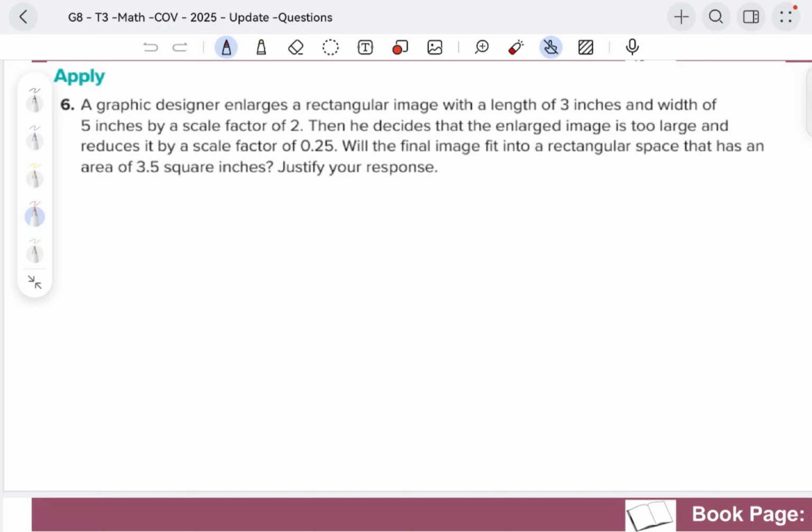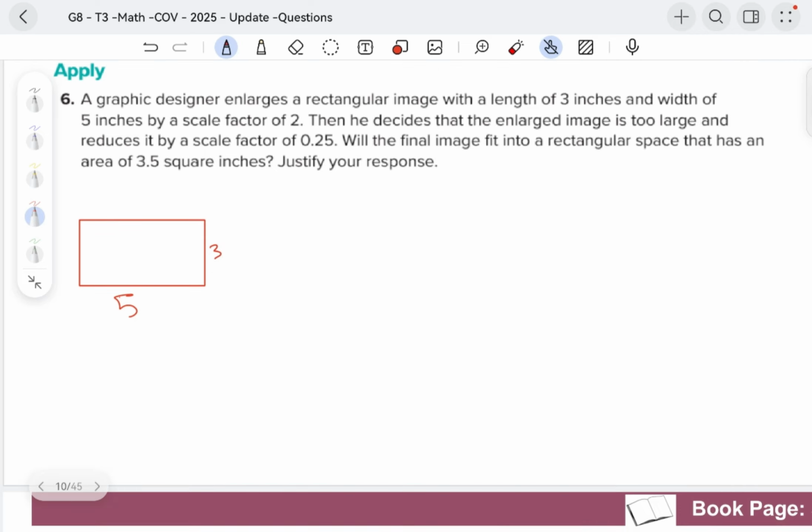Okay, now let's go for question number 6. A graphic designer enlarged a rectangular image with a length of 3 inches and a width of 5 inches. Let's graph. Okay, we have this picture with 5 inches and 3 inches. He wants to enlarge it by a scale factor of 2. He wants to make it bigger by a scale factor of 2. So the new dimensions will be 5 times 2 and 3 times 2. So the new dimensions are 10 by 6.